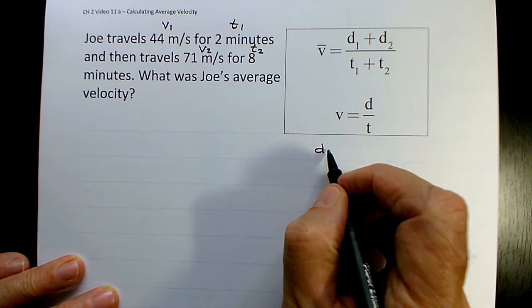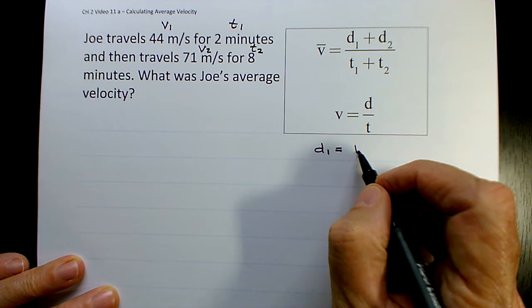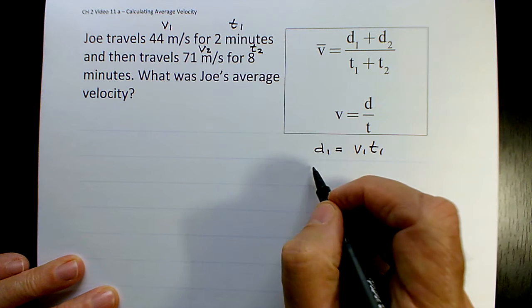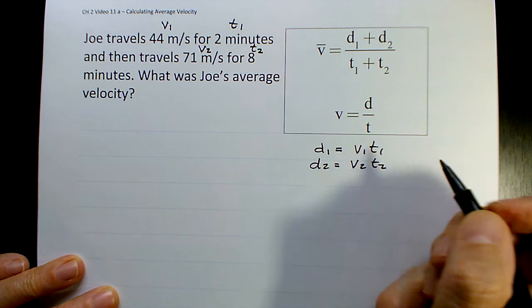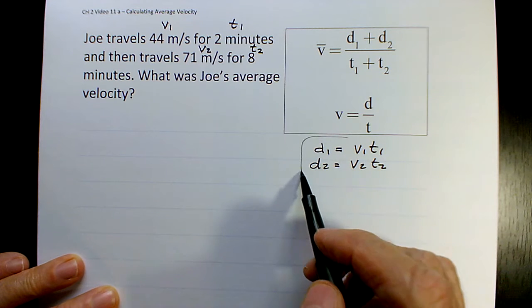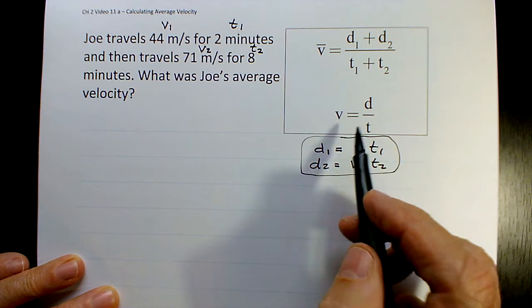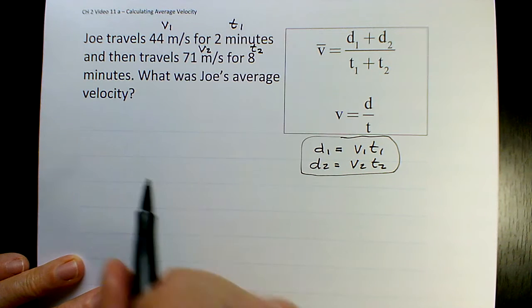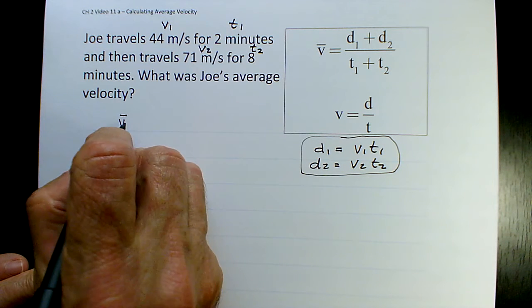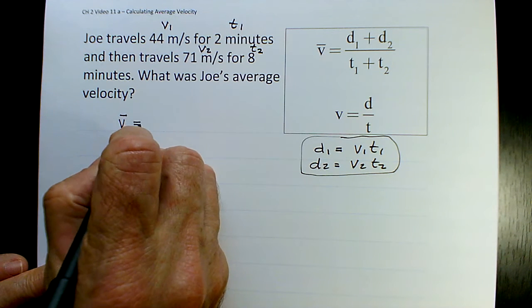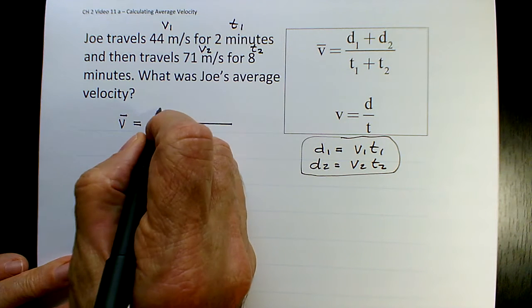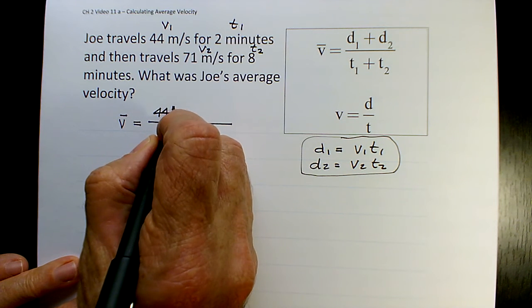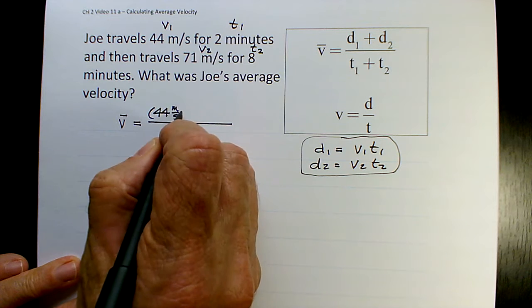So we know that d1 is equal to v1 t1. We know that d2 is equal to v2 t2. So we're going to use this knowledge in order to rewrite the definition of average velocity. So the average velocity that Joe travels in meters per second is 44 meters per second.